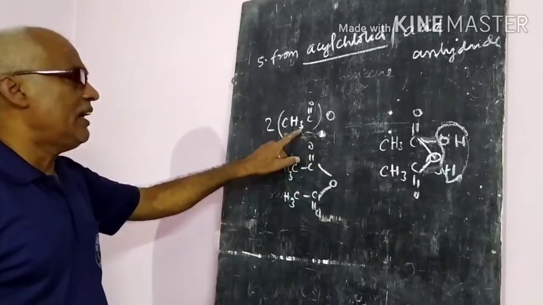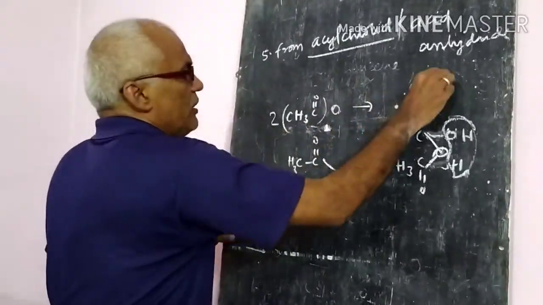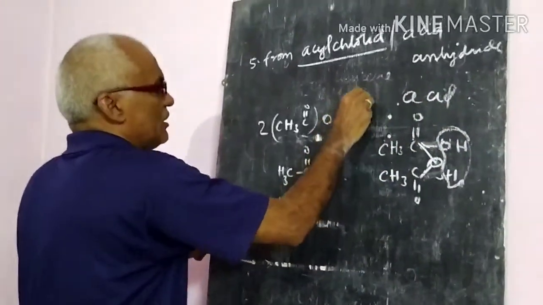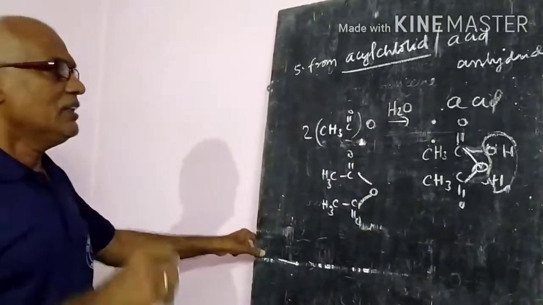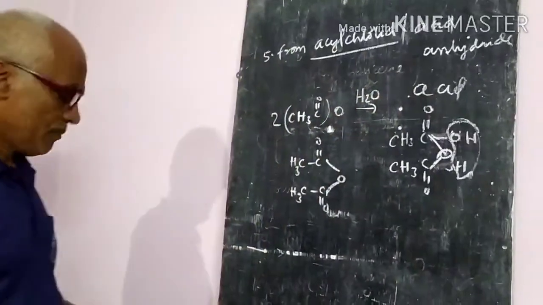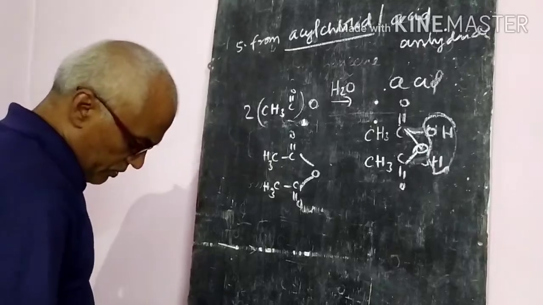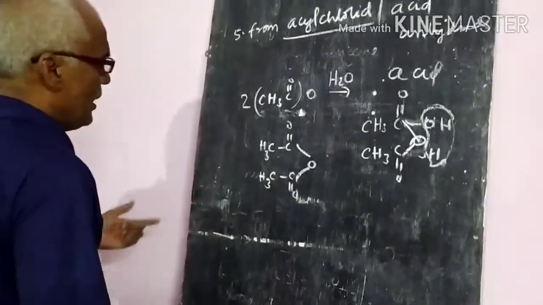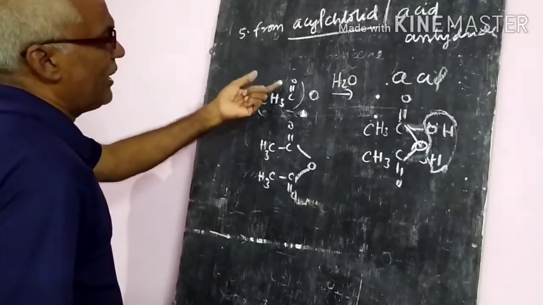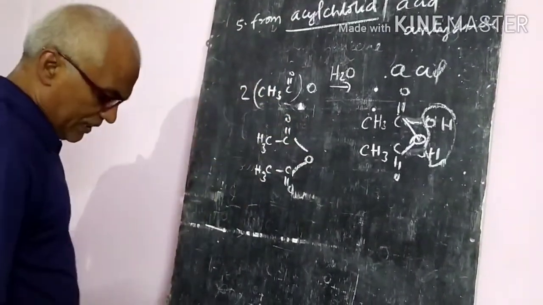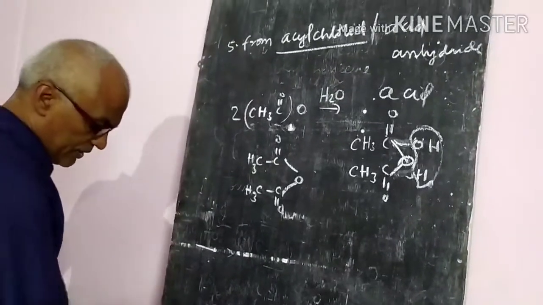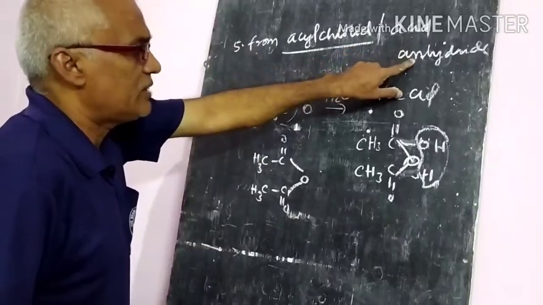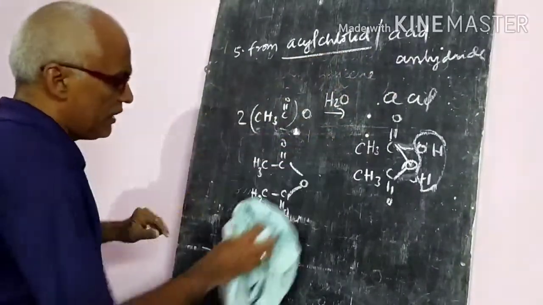When you want to get the acid from the acid anhydride, what you have to do is the reverse of dehydration, that means hydration, that is H2O, hydrolysis. They will give the corresponding acid, so two molecules of acid you will get. Similarly, benzoic anhydride will give benzoic acid. So from acyl chlorides and acid anhydrides, hydrolysis will give the corresponding acid.